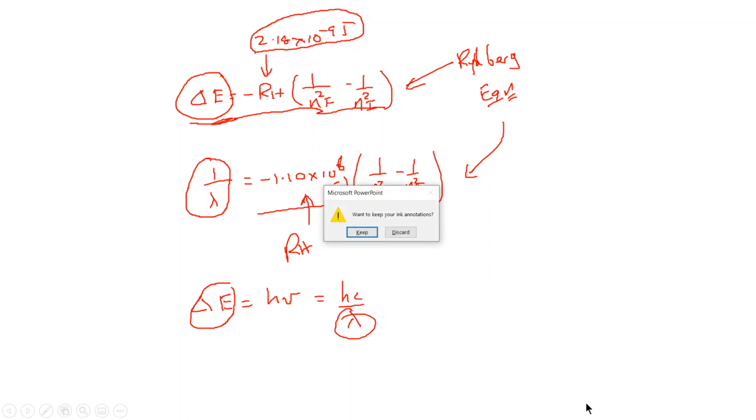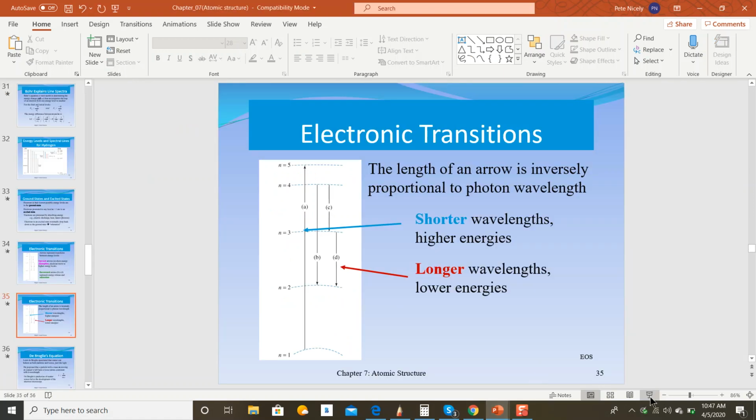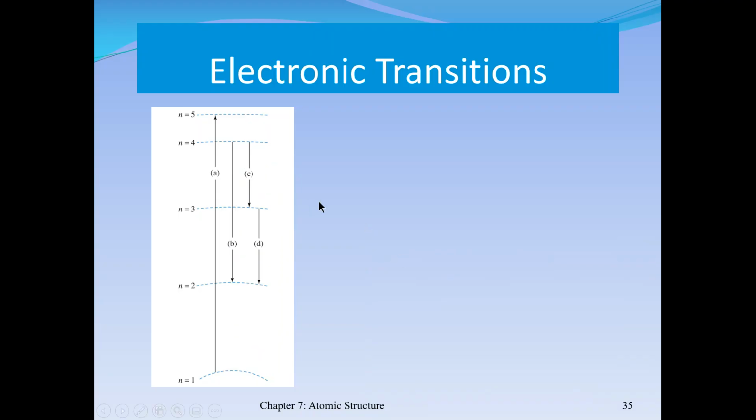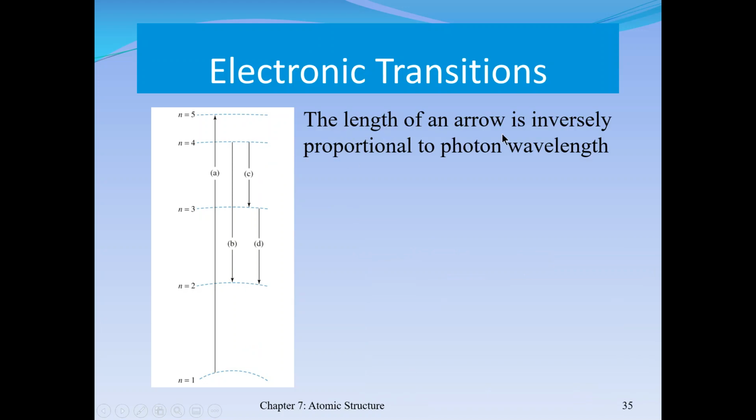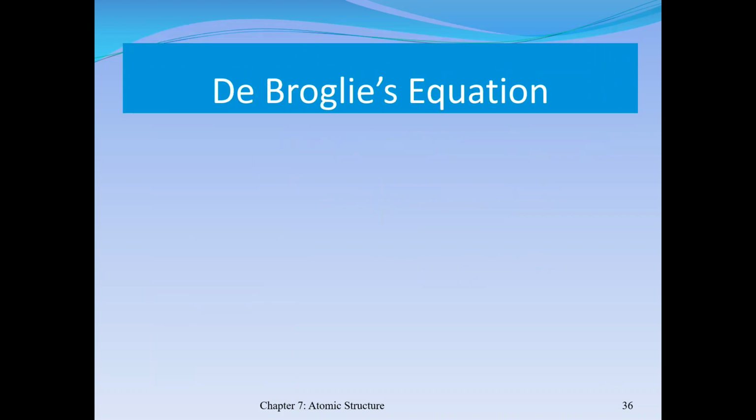So going back to this, as I said before, the energy gap represented by the length is inversely proportional to the photon wavelength. So shorter wavelengths correspond to higher energies with respect to the frequency of the radiation involved, and vice versa. Longer wavelengths correspond to lower energies of the radiation involved in the transition.